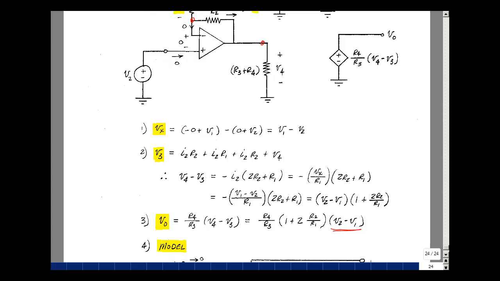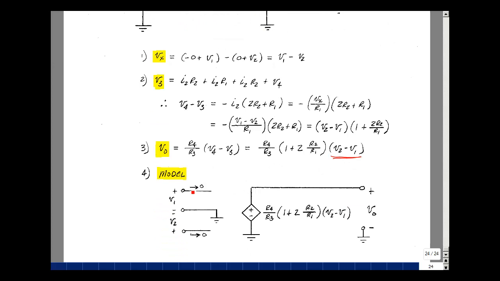Now because I have an op amp where V1 and V2 are connected, there's no current coming in, so my model for that is just an open circuit. And my output is just simply this voltage controlled voltage source, which is R4 over R3 times 1 plus 2R2 over R1 times V2 minus V1. The reason it's called a differential amplifier with a preamp is because of this expression right here. What's nice is that if I vary R1 with a pot, I can control the overall gain. This becomes a model for that instrumentation amplifier. This is supplemental problem 317.